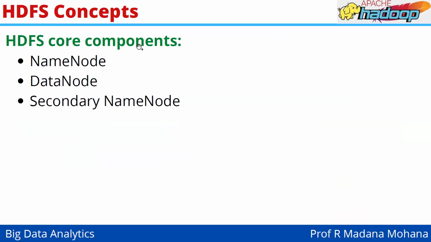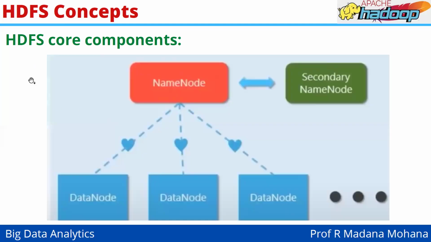The core components of HDFS are majorly the primary node, that is the name node. Then the secondary one is the data node. Again, we have a backup of the name node that we call the secondary name node. So this diagram shows the HDFS core components. The secondary name node resides beside the name node as a backup. Then below we have data nodes. More data nodes are there. So only one name node, and the secondary name node is also there, which is the backup of the name node.